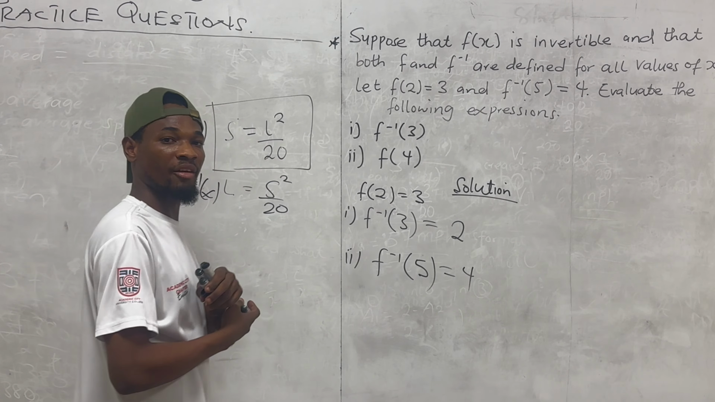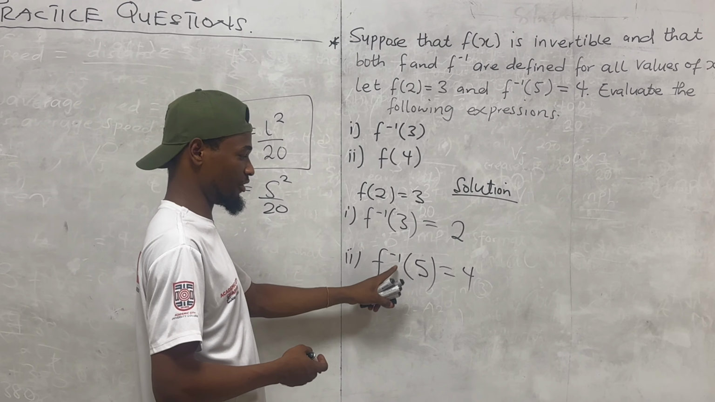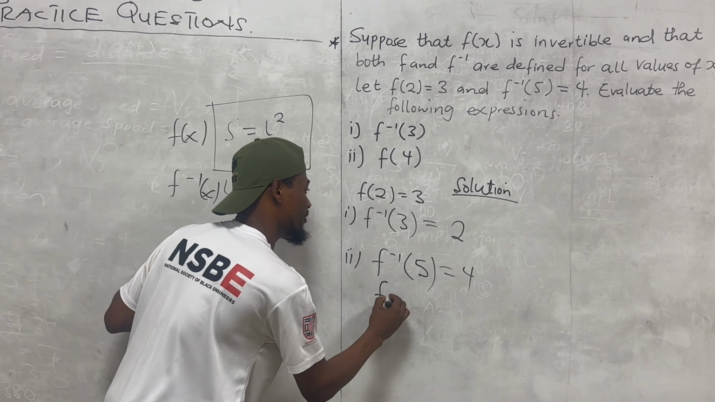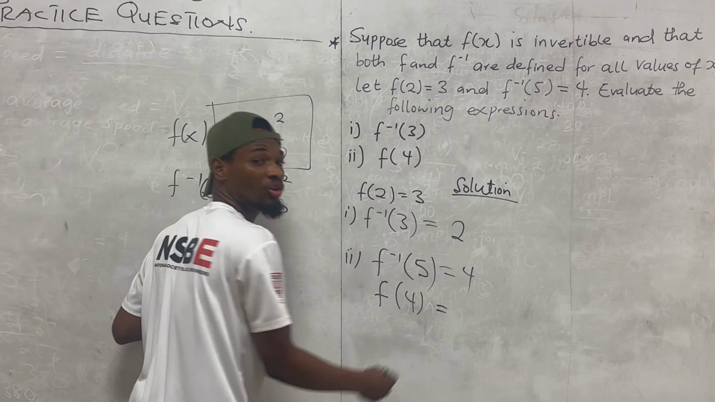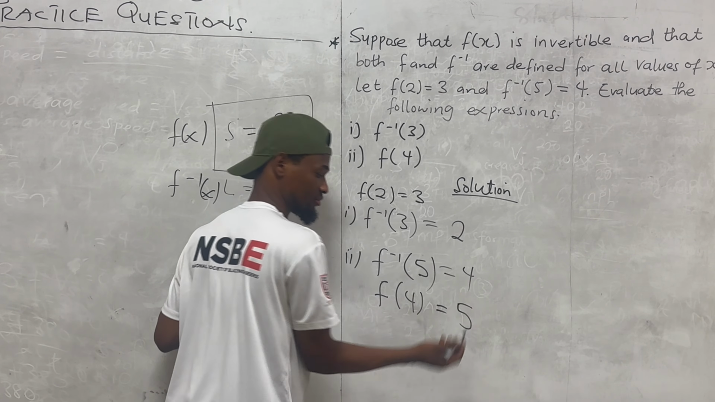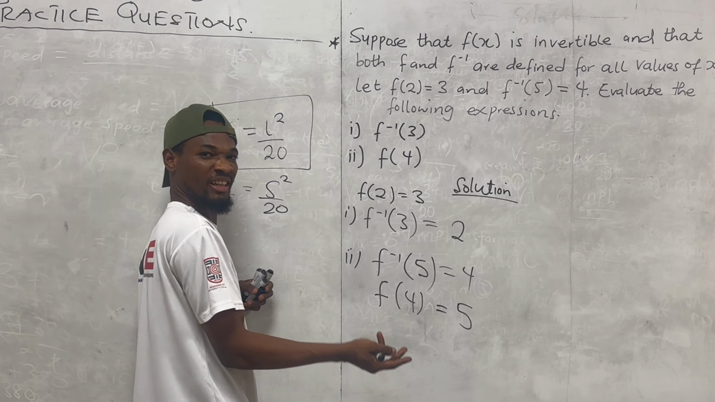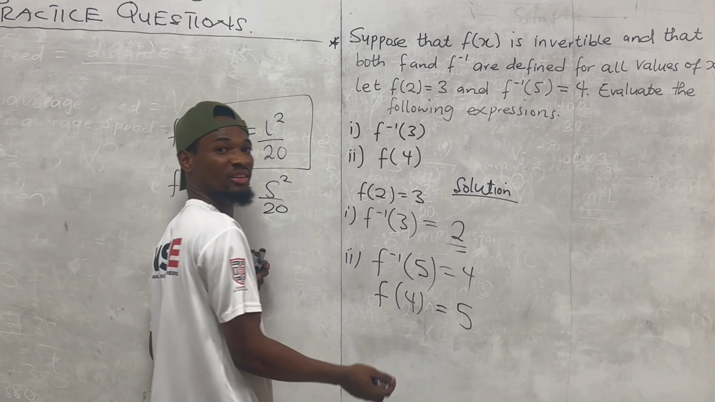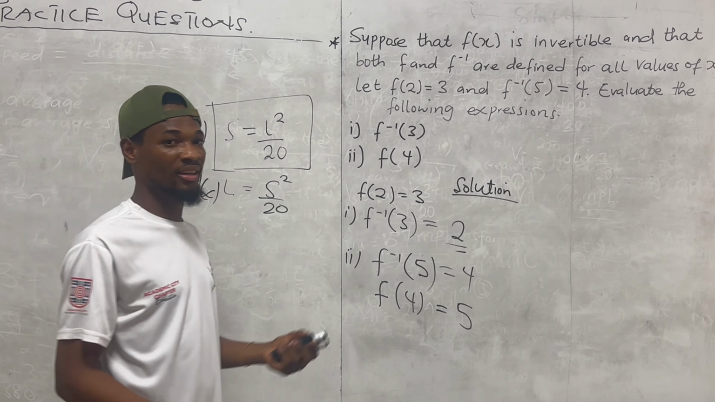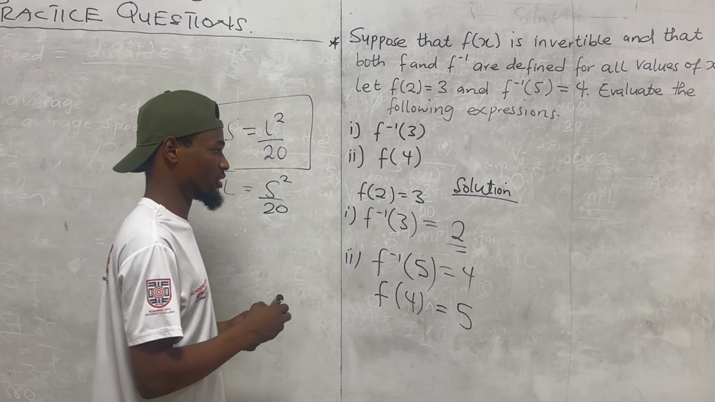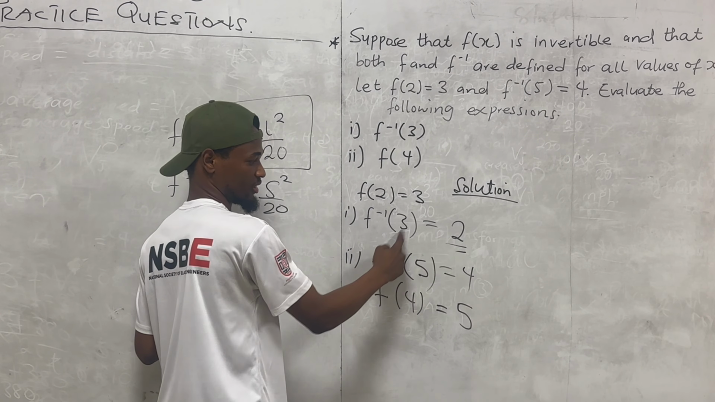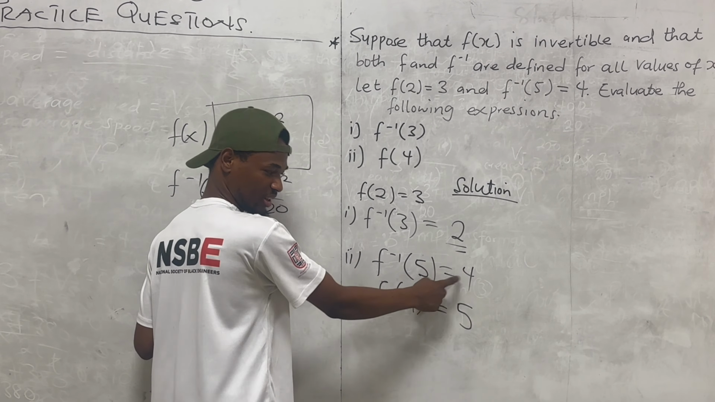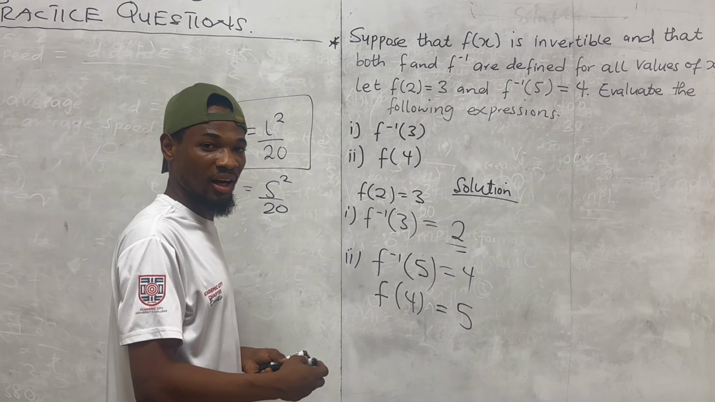Similarly, they are giving that the f inverse of 5 is equal to 4, and I'm supposed to find f of 4. What do you think will be the answer? It will be 5. See how it is? It's just like the opposite. You just interchange the positions and that will be your answer, because f of x is invertible. You get it that way. That's it. As simple as that.